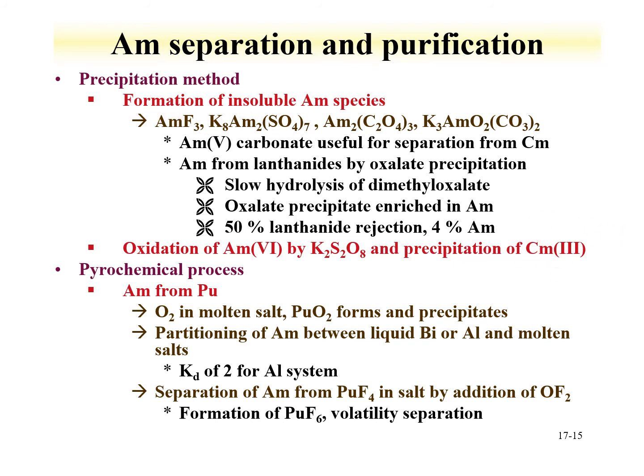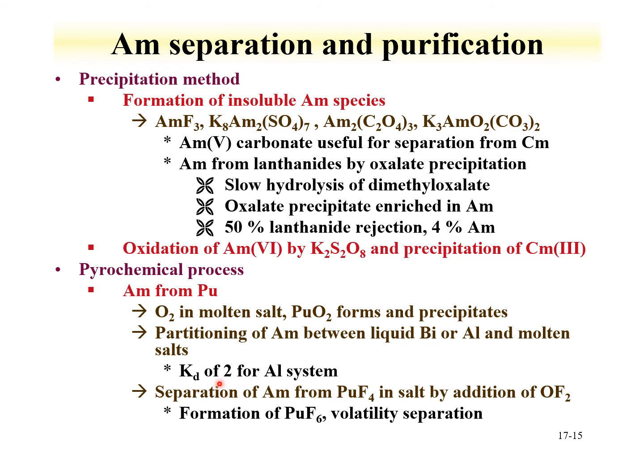So in this route, the hexavalent state is soluble, where curium, as a trivalent, could be precipitated by such species as the fluoride. There's also pyrochemical processes for separating americium, particularly from plutonium, where if in a molten salt system oxygen is introduced, plutonium dioxide forms and precipitates. And americium can also be partitioned between liquid bismuth or aluminum and molten salts. This could be thought of as a solvent extraction system, where the solvents are molten salt and a liquid metal. Distribution coefficients of 2 for the aluminum system have been achieved for americium.